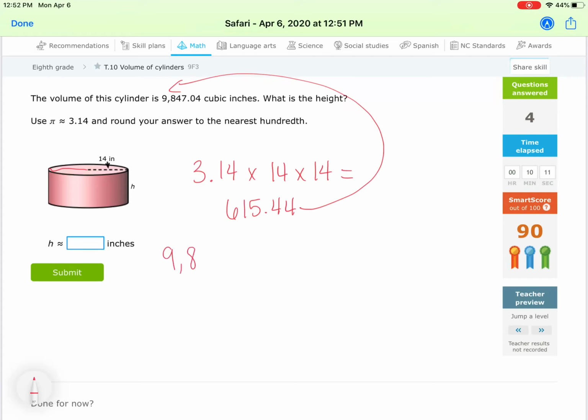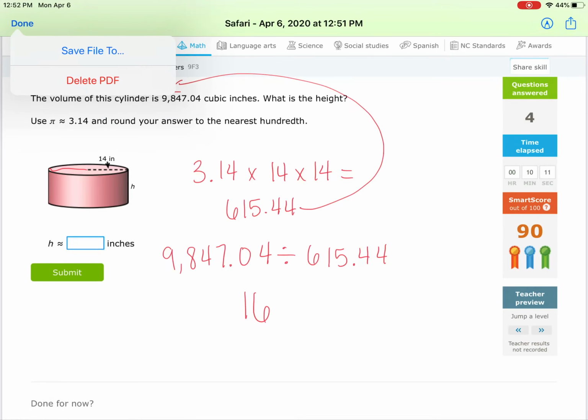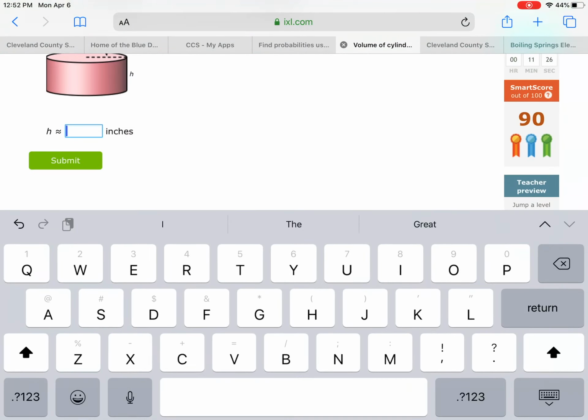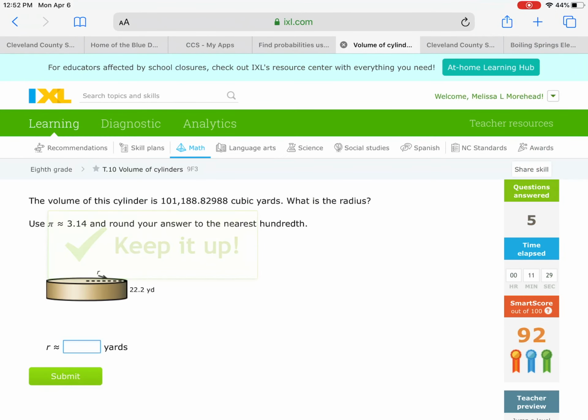And then you're going to divide that number into this number. So 9,847.04 divided by 615.44 gives me the number 16. And because we're just looking for the height, we're not going to do any squaring on this one. We don't have to find the square root, so your answer should just be 16. All right, guys, that's how you work out T10.